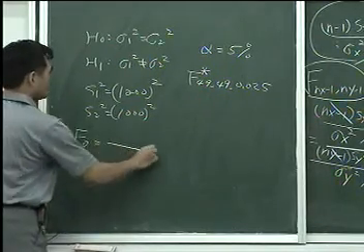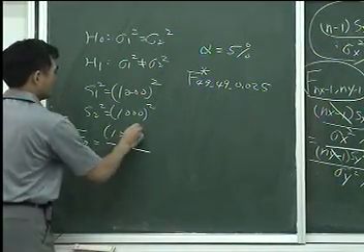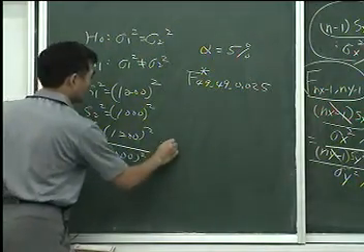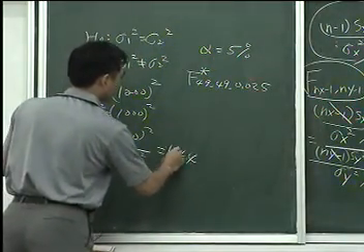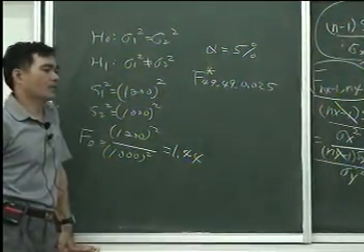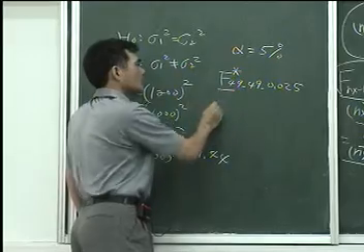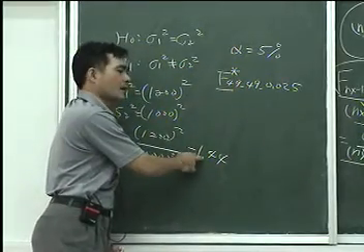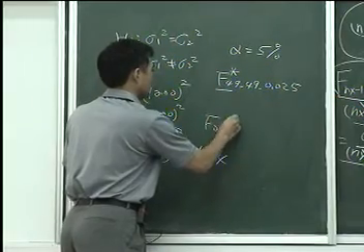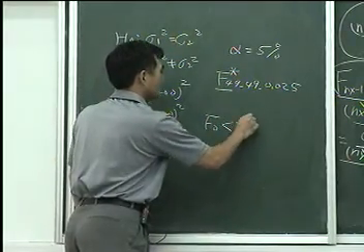sx squared over sy squared. So we have to get F naught, right? F naught is 1200 squared divided by 1000 squared. So what do you get? 1.44. And in this case, if you check the table, you should be able to find out that this is actually less than the critical value. So F naught is less than the critical value, right?